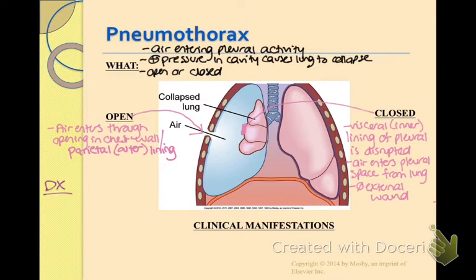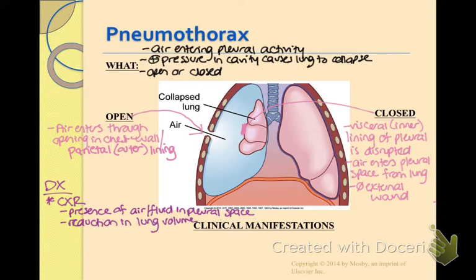So how do we diagnose it? Chest x-ray is the best way to diagnose it. You'll see the presence of air or fluid in the pleural space. You'll see a reduction in the lung volume. And clinical manifestations are variable.